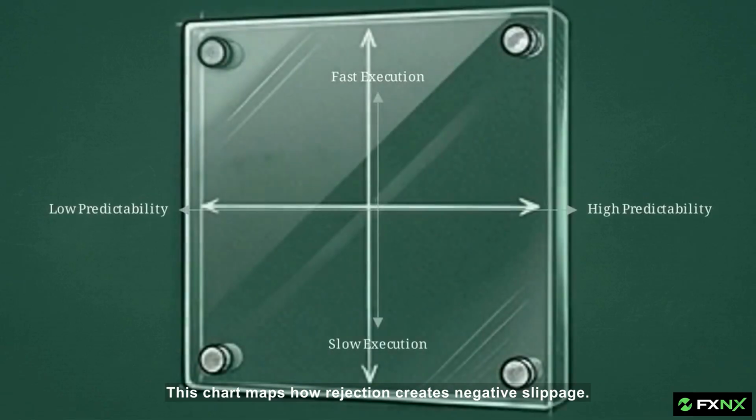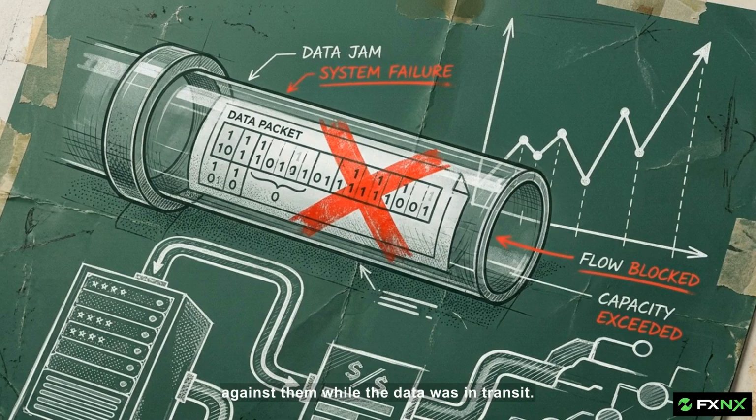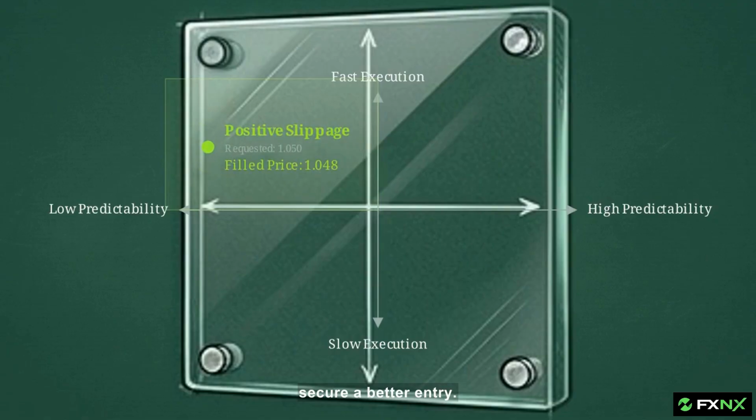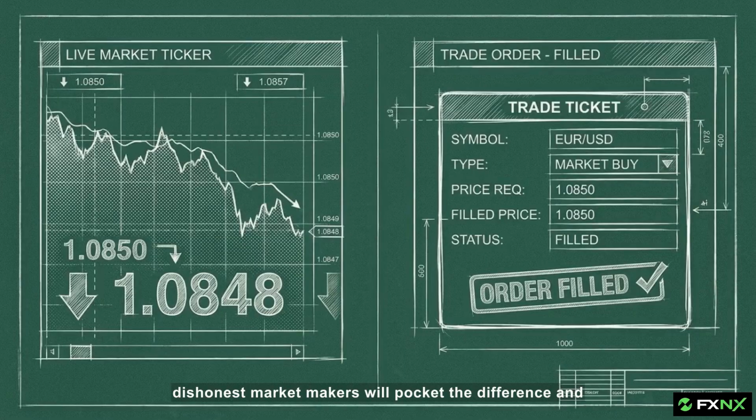This chart maps how rejection creates negative slippage. You click buy but get filled at a worse price in the low predictability zone. Conversely, if a sudden price drop works in your favor, you land in the positive slippage zone and secure a better entry. Reputable ECNs will pass that positive slippage directly to your account. Dishonest market makers will pocket the difference and fill you at your original, worse request.